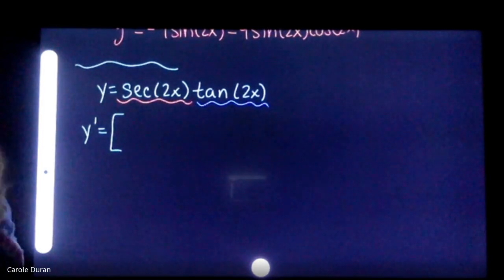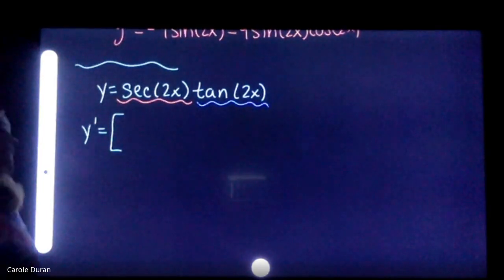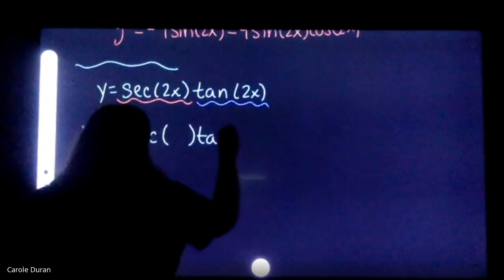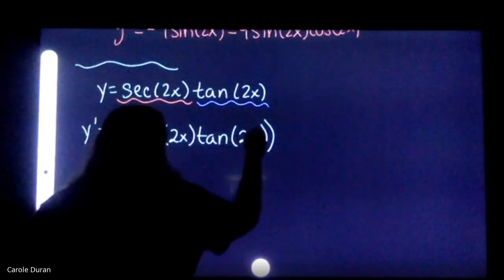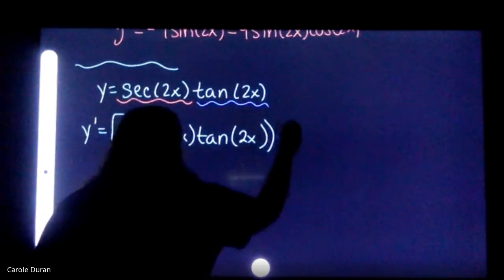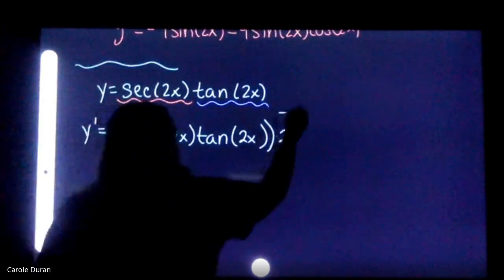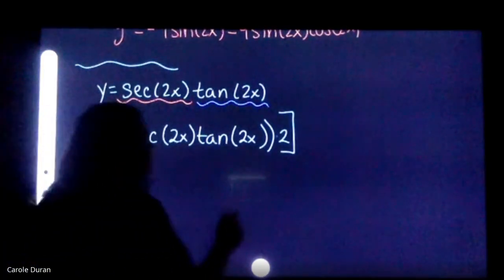So what is the derivative of secant? Secant x, tangent x. Right. So now this is going to be secant, tangent, where inside the parentheses I have 2x, and then times the derivative of that 2x, which is 2. So that's the derivative of my first function. And then that's going to be times the original second function.